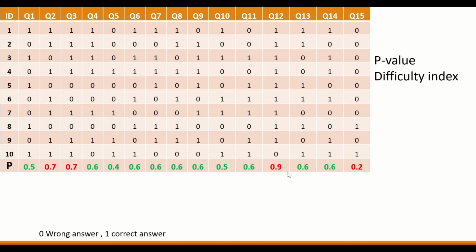Question number 12 is a very easy question, as 90% of the students answered the question correctly. And for question number 15, only 2 students managed to answer the question correctly, so it is a very hard question. So this is the way to classify items or questions in an exam that contains multiple choice questions: calculate the item difficulty.